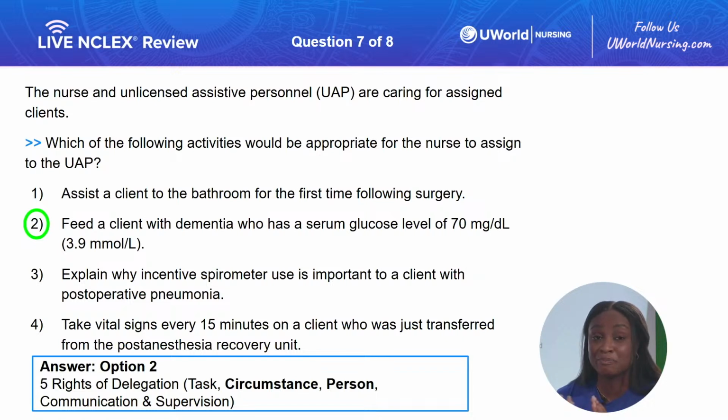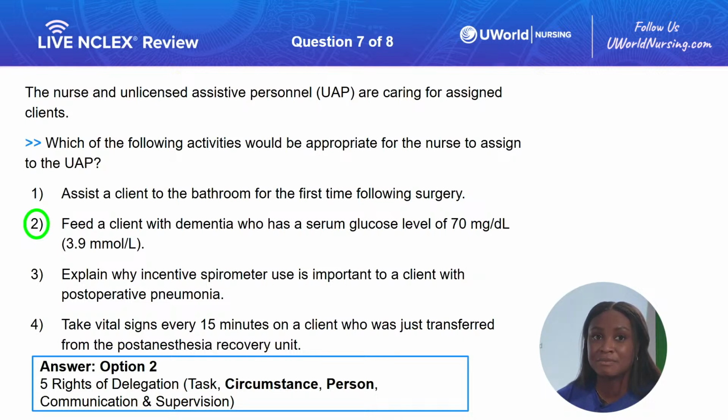So the easiest way to go about this question is to figure out which client is the most stable, and that would be the safest for the UAP to take care of, which would be feeding the client with dementia who has a serum glucose of 70. Feeding is a part of the ADLs. The dementia is something that they're going to be living with chronically or for a long time, so it's not going to be an acute change very quick. And the serum glucose level of 70, this is still considered normal. So this is the most stable client out of all 4 of these clients. So that would be the safest one for the UAP to take care of.